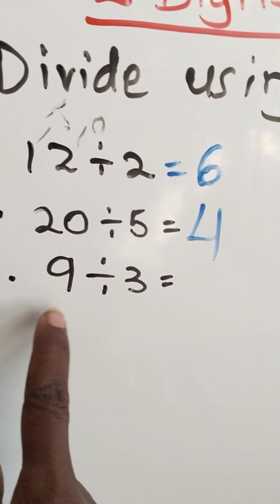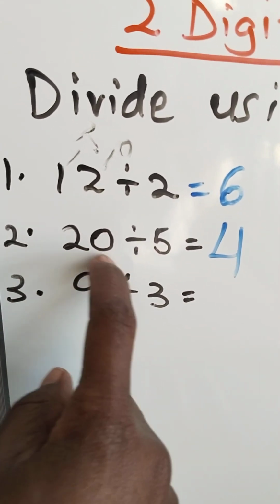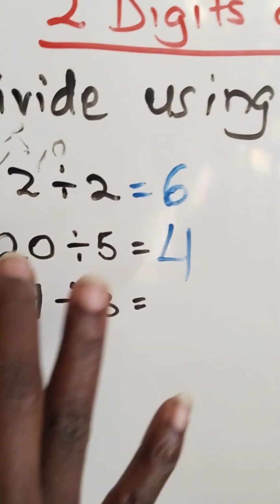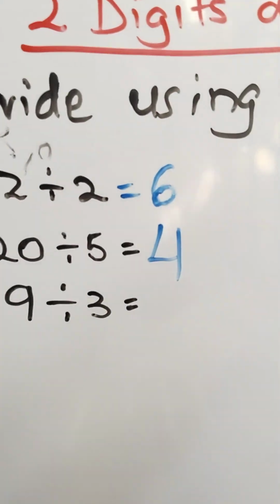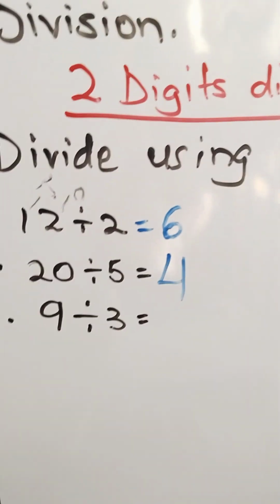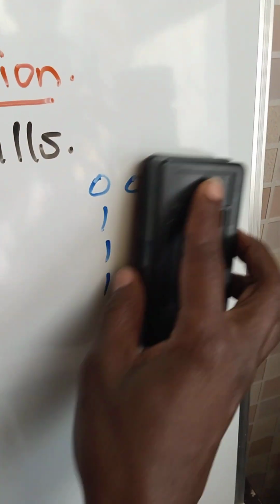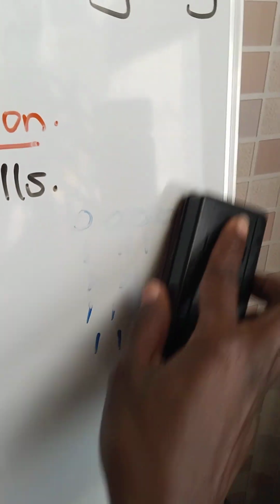1 digit number. So 9 is a 1 digit number. It is not a 2 digit like 20. So with 1 digit and 2 digits, we just do the same. We divide the same way as a 2 digit number. So what we do, we will erase this.